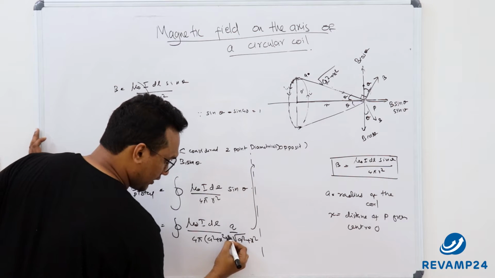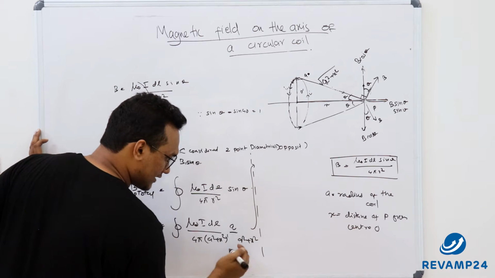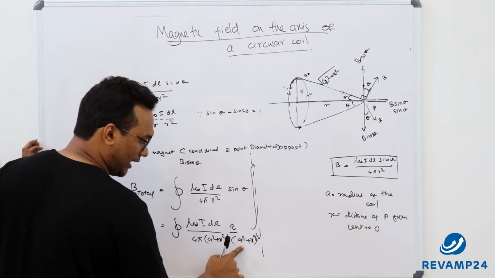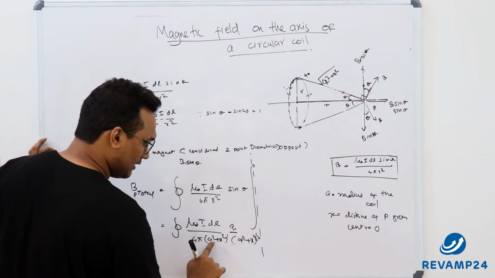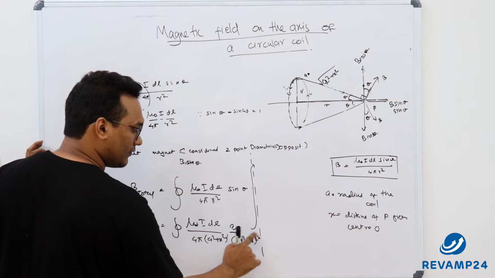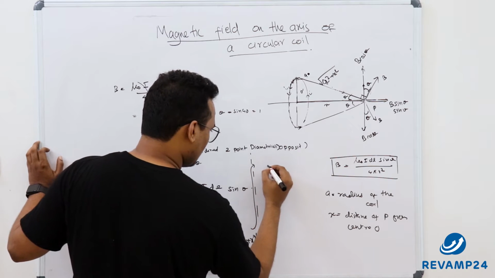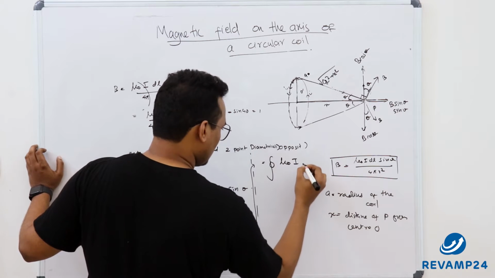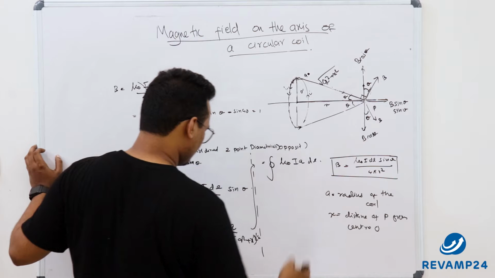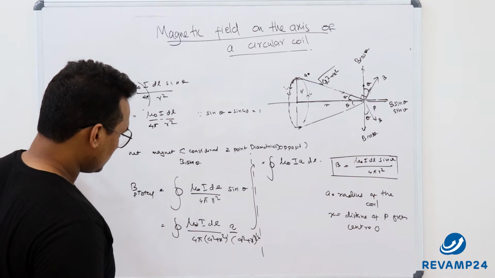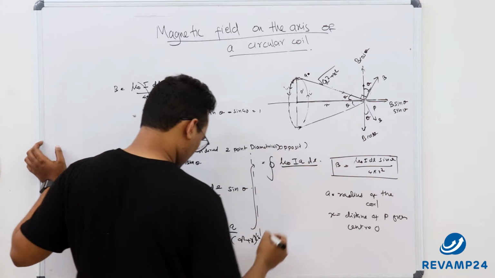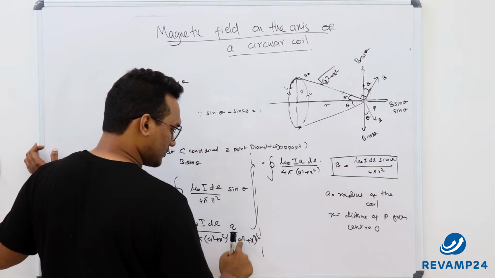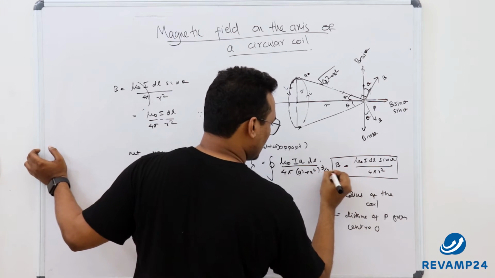So this is a square plus x square the whole power 1. Now the root means a square plus x square the whole power 1 by 2. See, a power m into a power n is a power m plus n. Similarly, one term with power 1 and another term raised to half, we can add these two. So next it will become the integral of mu0 I a into dl divided by 4 pi into a square plus x square the whole power 1 into a square plus x square the whole power 1 by 2, whole power 3 by 2.